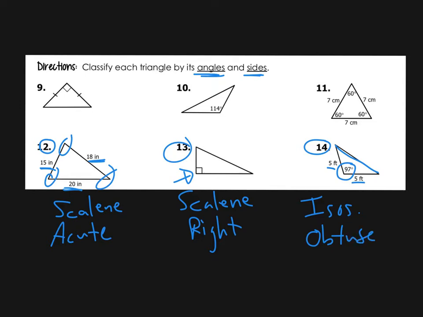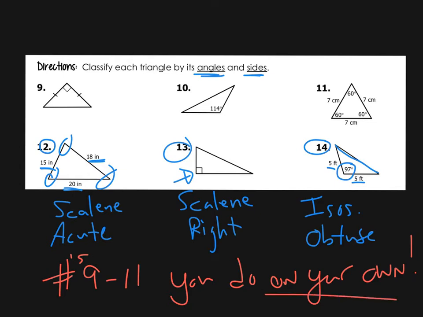You're going to do 9, 10, and 11 on your own. Okay, and this will be one of the things that I'll be checking in with you to see if you've grasped this concept. Don't forget, every triangle is going to have one angle name and one side name. Use your notes to determine which one is the most appropriate. Press pause and take care of that now.